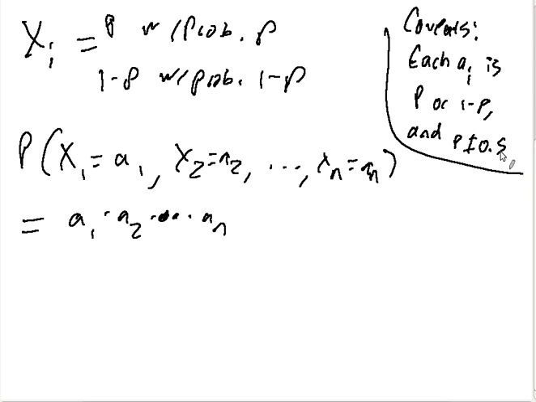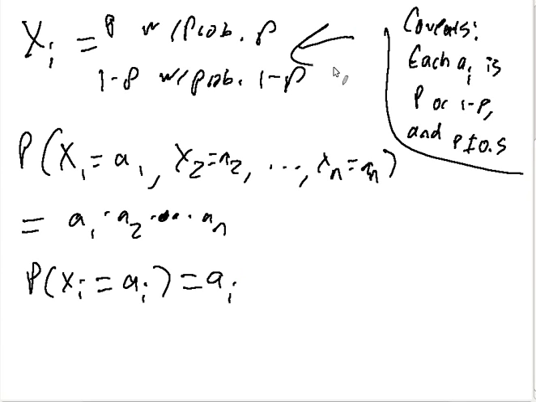Anyway, how do we prove this? Well, first observe that the probability that xi equals a sub i individually is a sub i just by the definition of the distribution of x sub i. It does have probability p of taking the value p, and it does have probability 1 minus p of taking the value 1 minus p. Its probability of taking either of the possibilities for a sub i is equal to that particular value of a sub i.